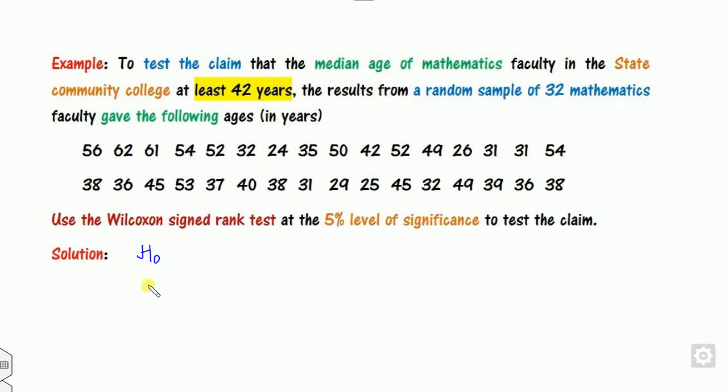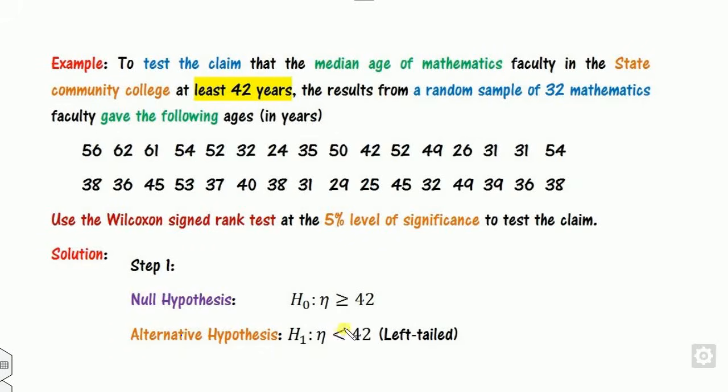Look at the example. Firstly, we define H0 and H1. Test the claim. What is the claim? The median, so median means eta, of faculty in the state is at least 42. What is the meaning of at least? That is greater than or equal to. Since it includes equality, this goes in my H0. The opposite, less than 42, is my alternative H1. So it is a left tail. What you can do is subtract 42 from each of the numbers. So 56 minus 42 is 14, 62 minus 42 is 20, and so on.